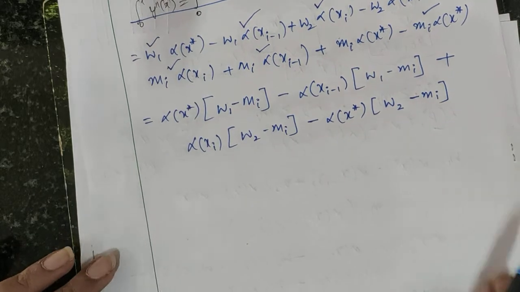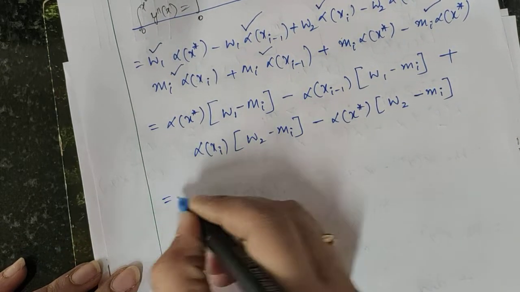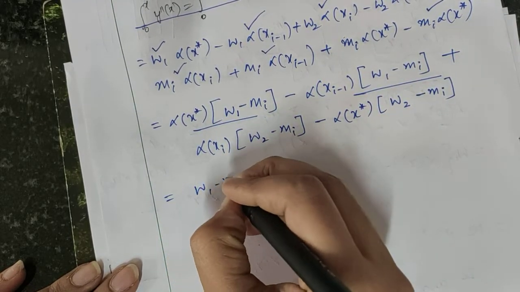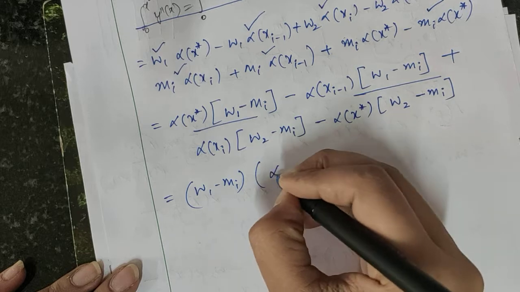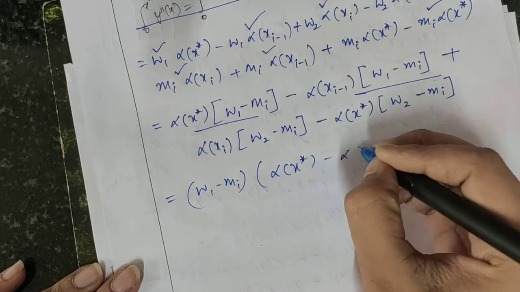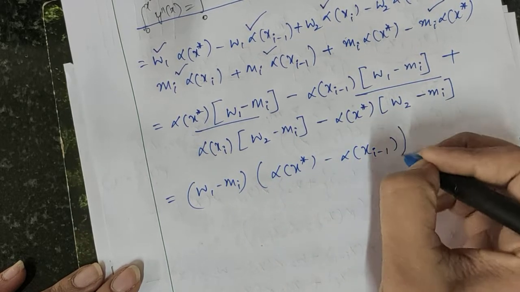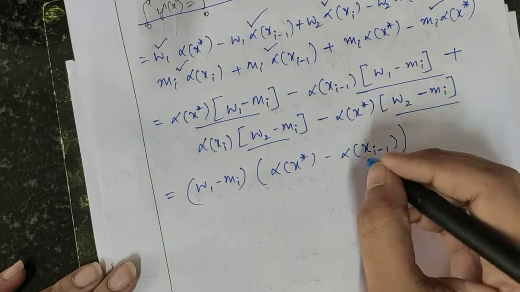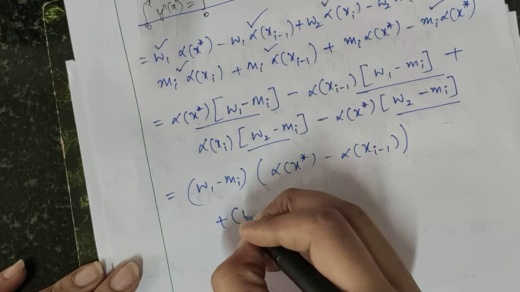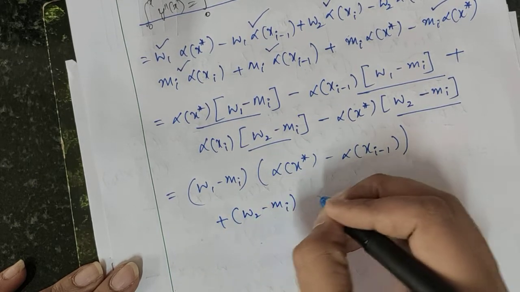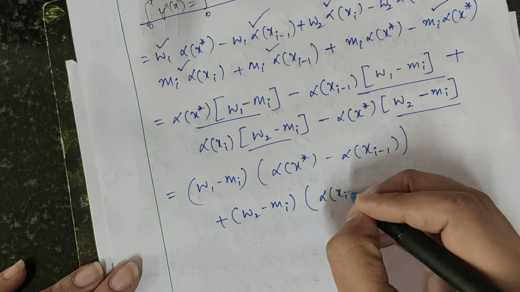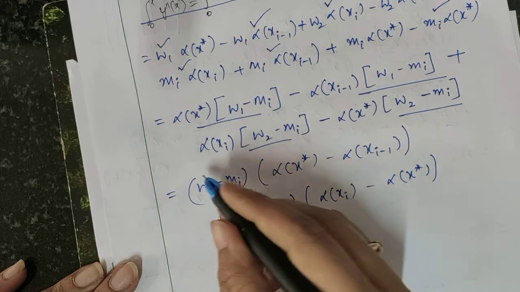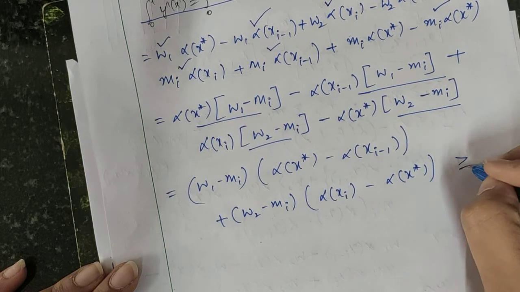Right. So now we can simplify this further. In these two terms I can take w1 minus mi as common. We will be getting alpha of x star minus alpha of xi minus 1. Similarly, in these two I can take w2 minus mi as common. So we will be getting w2 minus mi into alpha of xi minus alpha of x star. So this whole thing will be greater than or equal to 0.